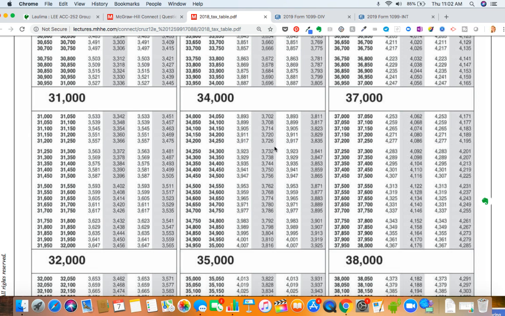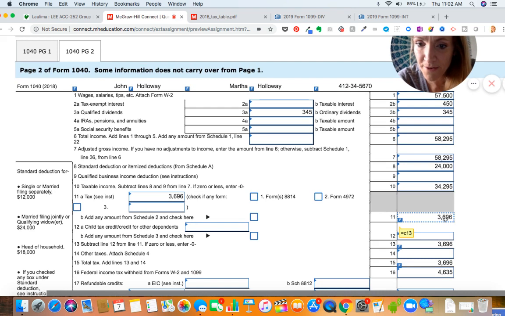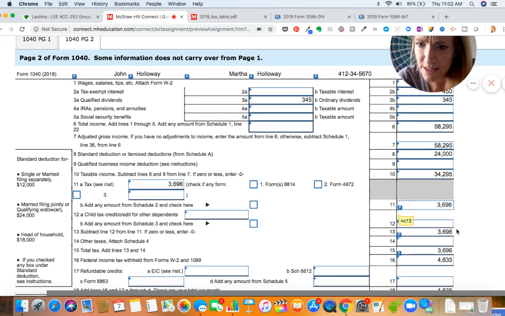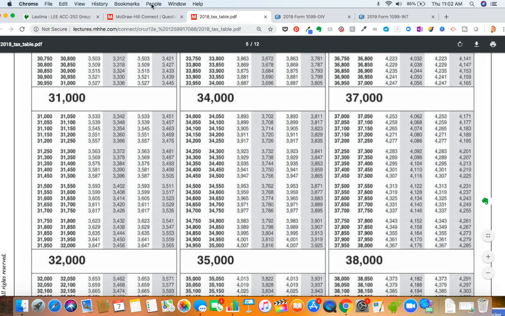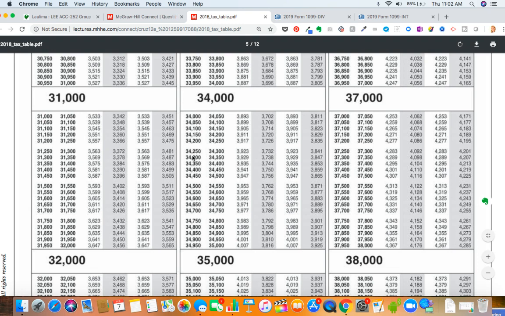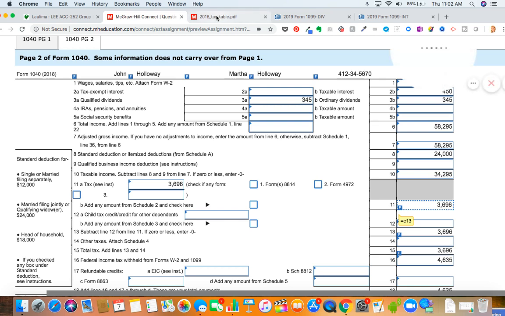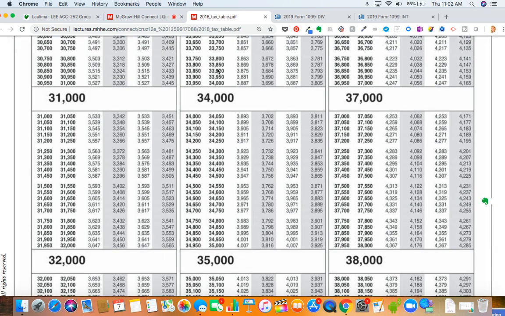We're going to go to the second column, 3,732. What do we have here? 34,295. Am I doing something wrong? They've got 3,696.